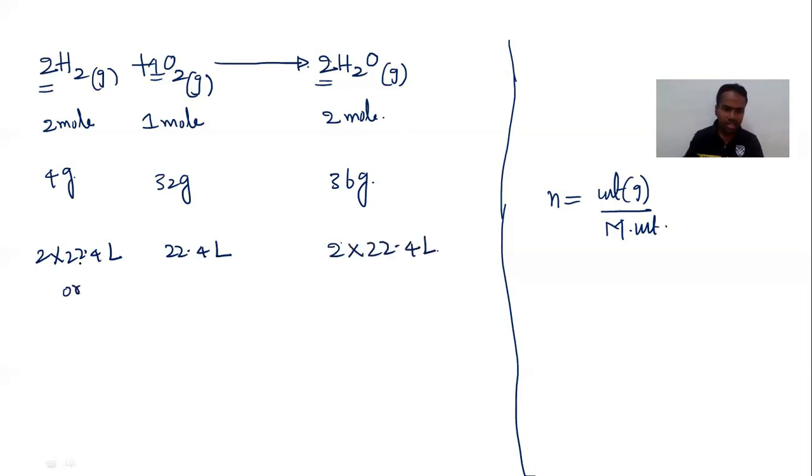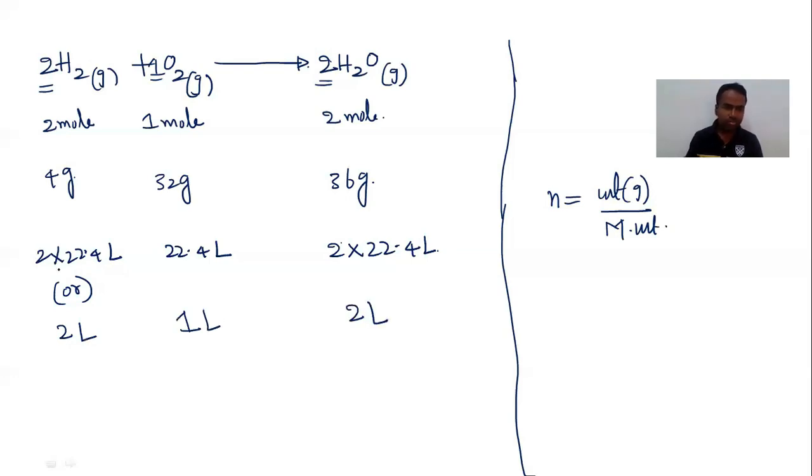So connect the same step in another way also. Here, if you observe these three fractions, the three values, these three have a common factor of 22.4. Then remove the 22.4 here. So 2 liters of H2 react with 1 liter of O2 to form 2 liters of water.